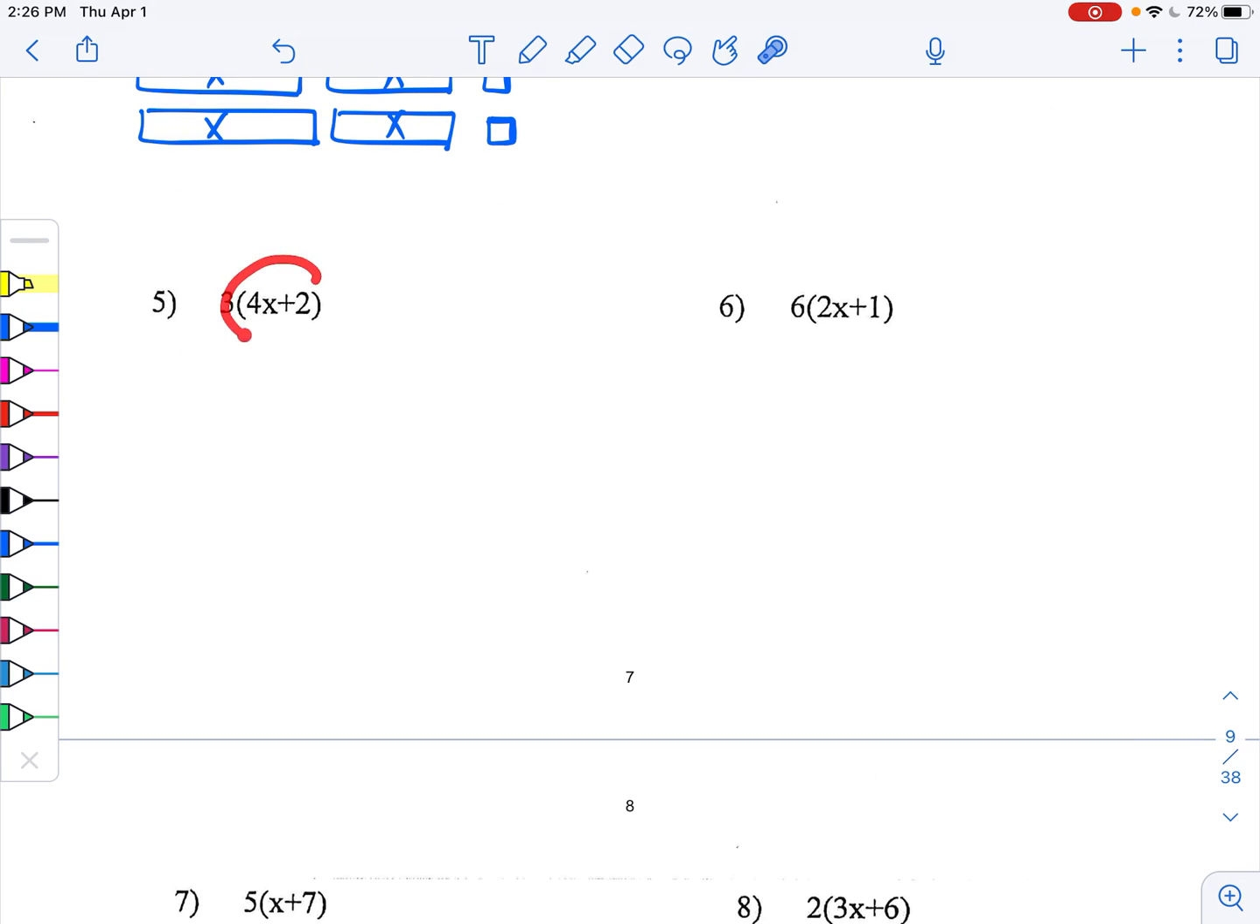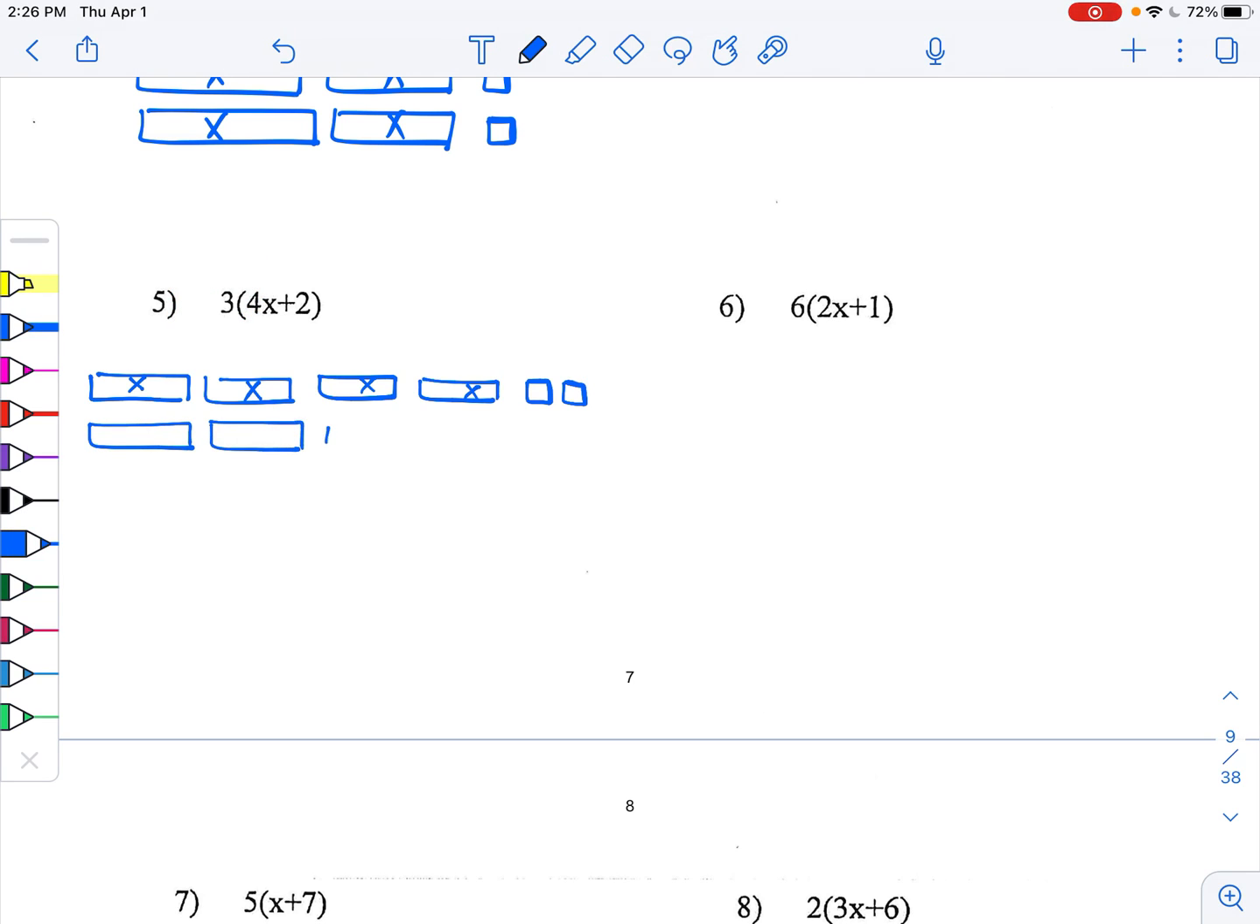All right, moving on, number 5. In our parentheses, it says we have 4 x's plus 2. So I have 1, 2, 3, 4, and we have 2 little units. How many groups do we have of this? We have it 3 times, 3 groups of that. So I need to draw it another 2 more times.